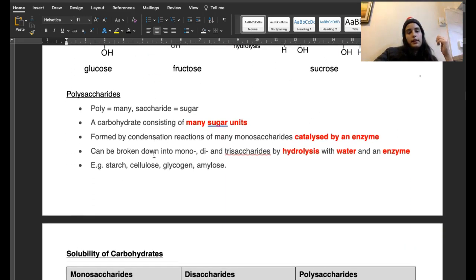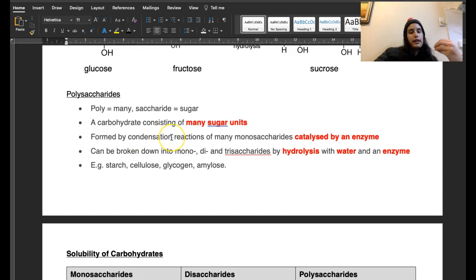Then finally, we've got polysaccharides. Poly meaning many, saccharide meaning sugar. So it's a carbohydrate consisting of many sugar units. And that's formed by condensation reactions of many monosaccharides, but it's catalyzed by an enzyme. So just remember that extra thing, that when you're forming a polysaccharide, you're doing lots and lots of reactions and you actually catalyze it with an enzyme.